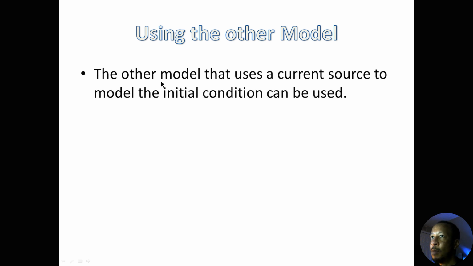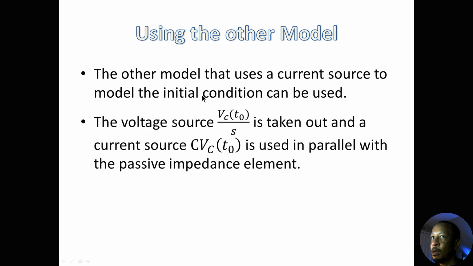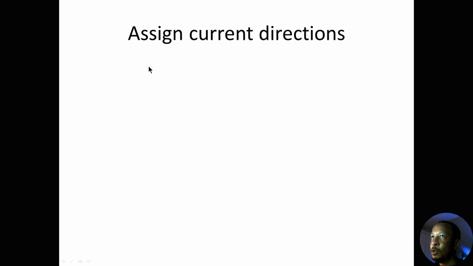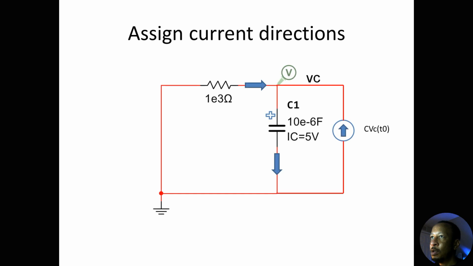Okay, so now using the other model. What about the other model? Well, the other model that uses a current source to model the initial condition can be used. The voltage source VC of T sub 0 divided by S is taken out, and a current source C VC of T sub 0 is used in parallel with the passive impedance element. So I'm going to go to my schematic, and I'm going to assign current directions. And see over here I have C VC of T sub 0, this current source. That is now the other type of model that we have.